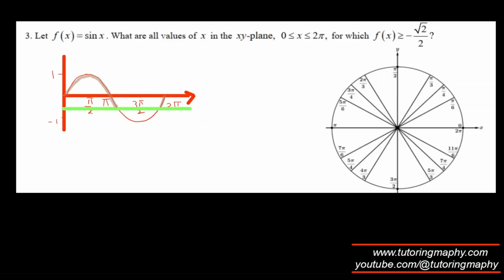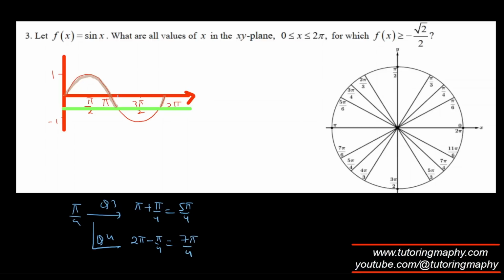So I need to find this angle. When is sine negative root 2 over 2? The reference angle for root 2 over 2 is pi over 4. So I need to swing pi over 4 in quadrant 3 and quadrant 4. That's where sine is negative. So that will be pi plus pi over 4, which is 5 pi over 4, and 2 pi minus pi over 4, which is 7 pi over 4.